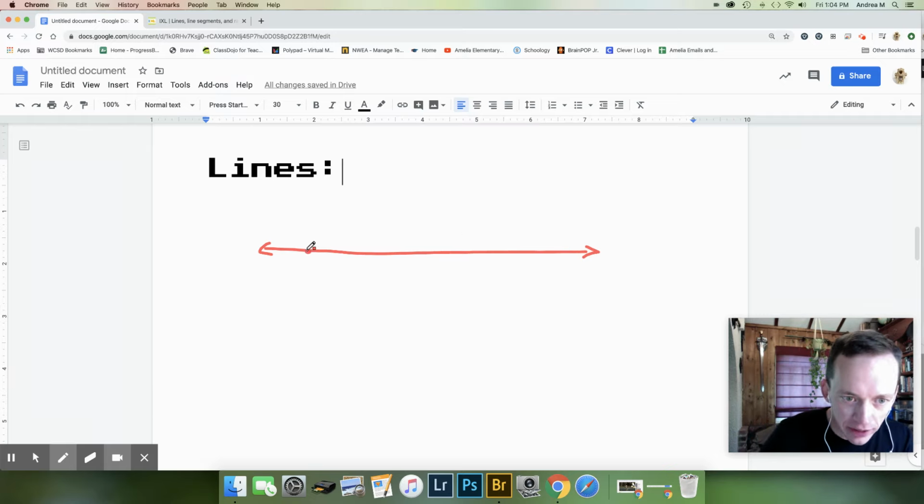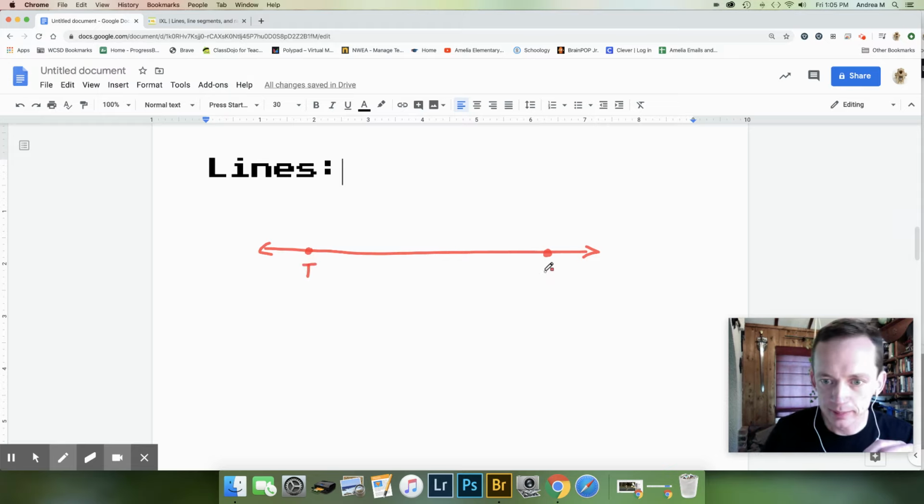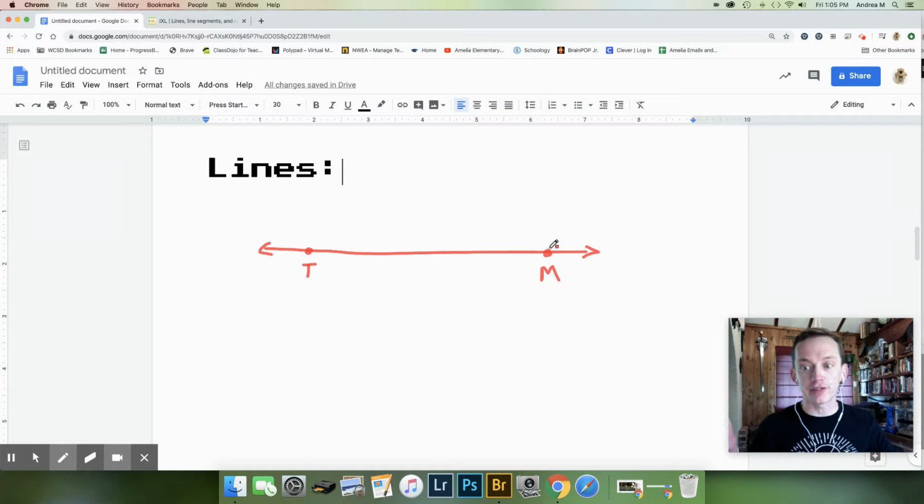To name this, we need to put points, okay? So for example, I'm putting 2 points on there right now. It's kind of like a connect the dot type thing. And I can name these points anything I want. So I'm going to say T and M. All right, so here's how I can name this. Check this out. This is a line, goes off in both directions forever and ever, never ever stops, right? And this is how I can name it.